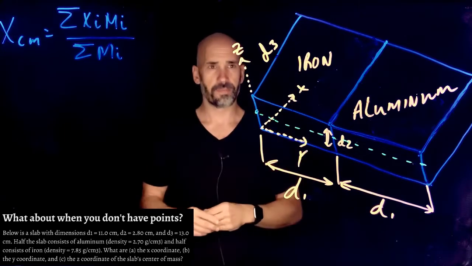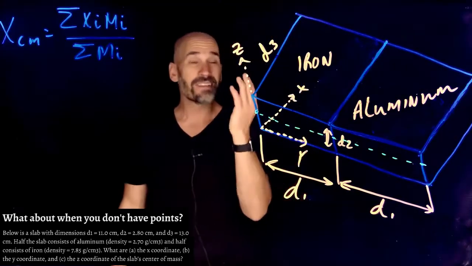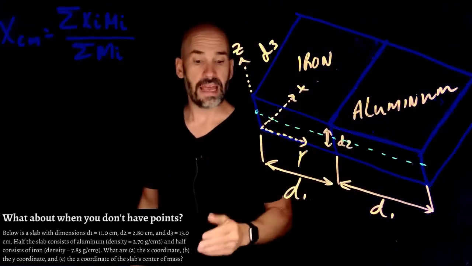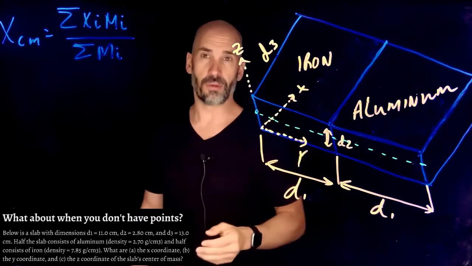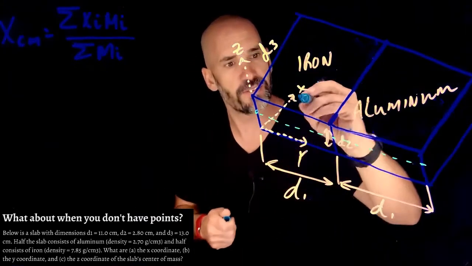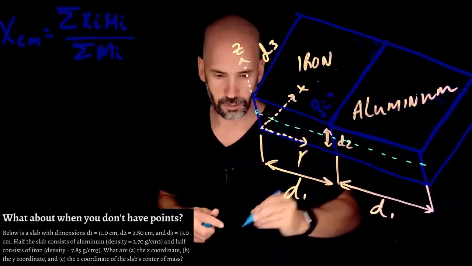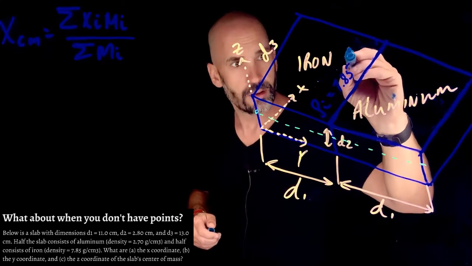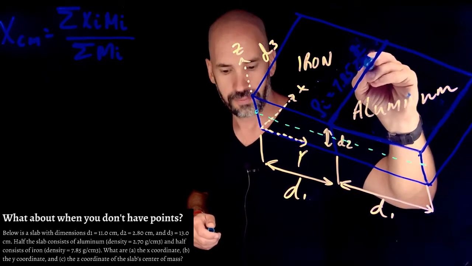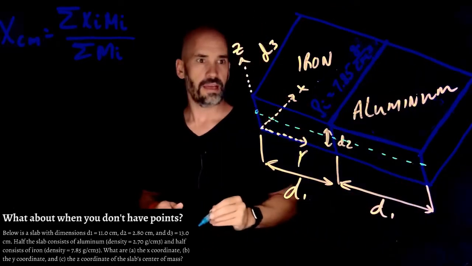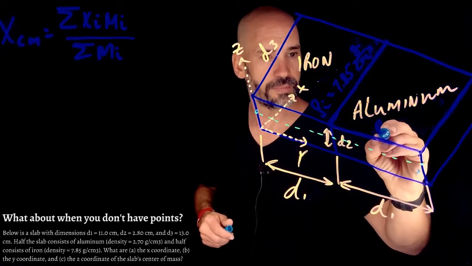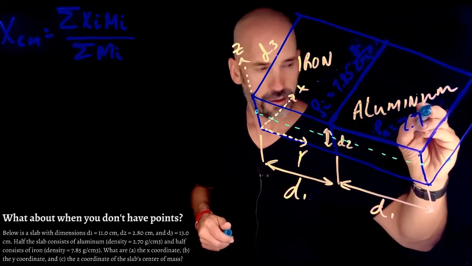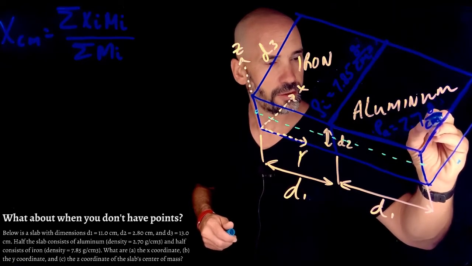But why is this harder? What makes this problem harder? It's the fact that it's not symmetric. We have half of it being iron and half of it being aluminum. And as the problem states, the density of iron is much higher than the density of aluminum. To be specific, the density of iron is equal to 7.85 grams per centimeter cubed. And the density of aluminum is going to be much lower, 2.7 grams per centimeter cubed.